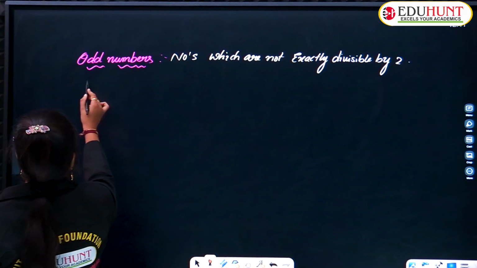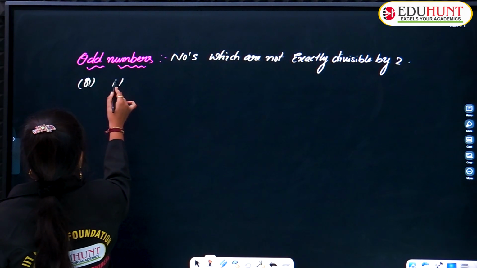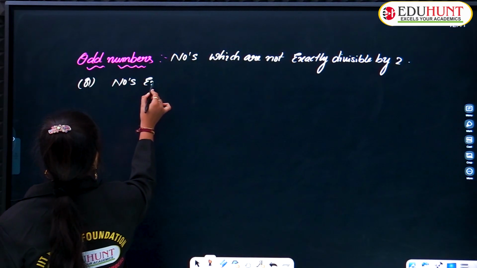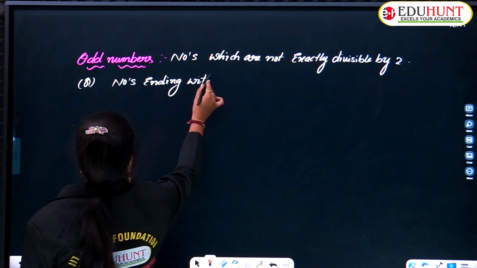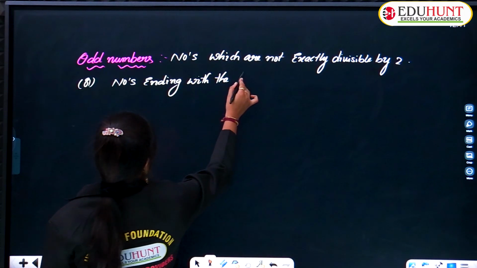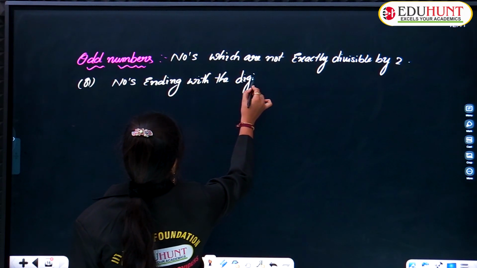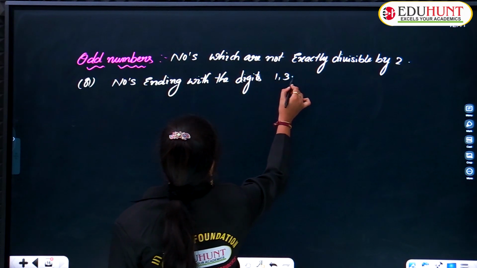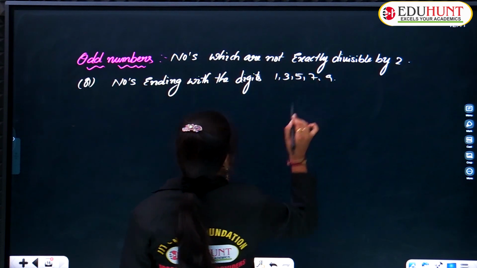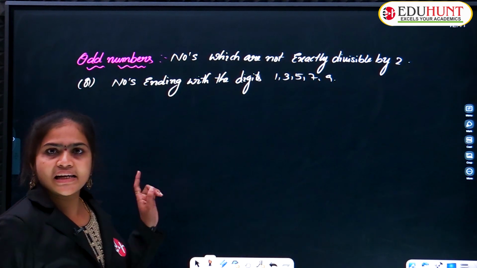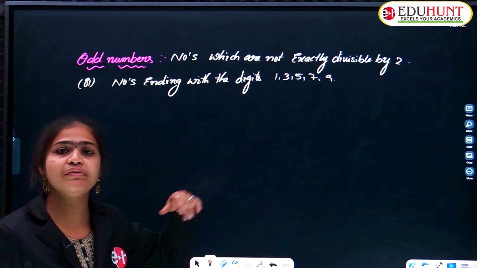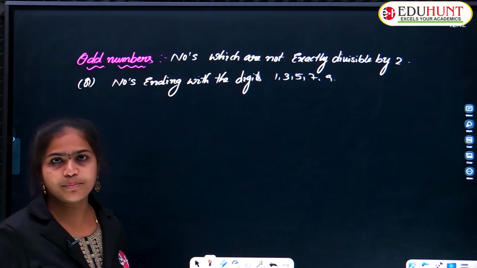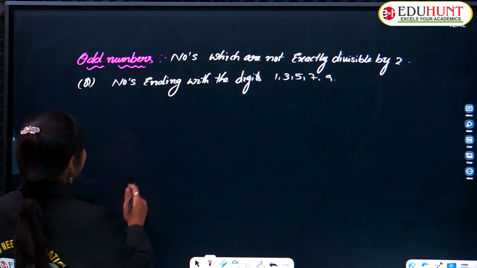Okay, and in the same way, numbers ending with the digits 1, 3, 5, 7, 9. If the given number is ending with any one of the digits 1, 3, 5, 7, 9, then we will consider those numbers to be odd numbers.